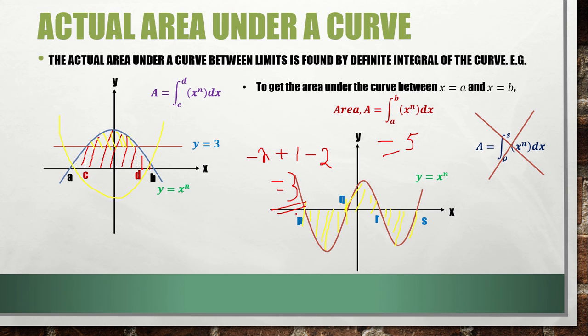If you integrate from P to S, you'll end up with a wrong value when and only when you have such a kind of curve, for example, cubic graphs, whereby the curve may end up going below the axis and going above the axis and like that. So in such curves, you don't integrate from the first limit to the last limit. You break it down into parts. You'll break it down from P to Q, from Q to R, from R to S, then sum all of them. That's after you have eliminated the negative sign.